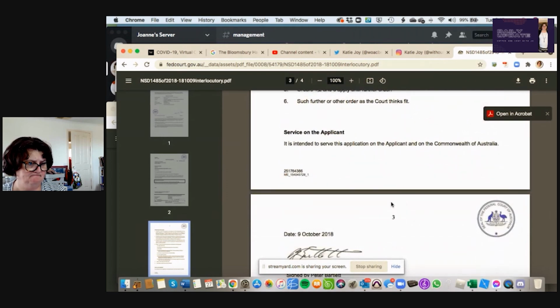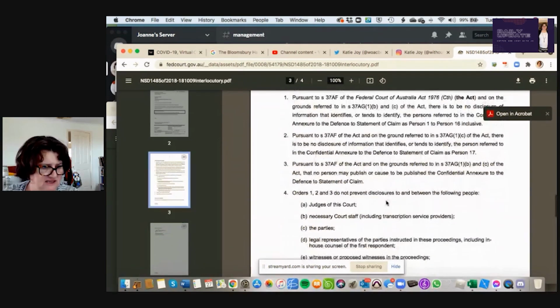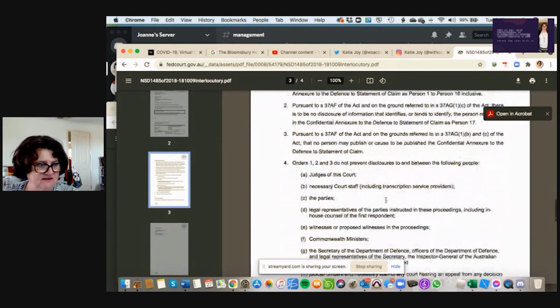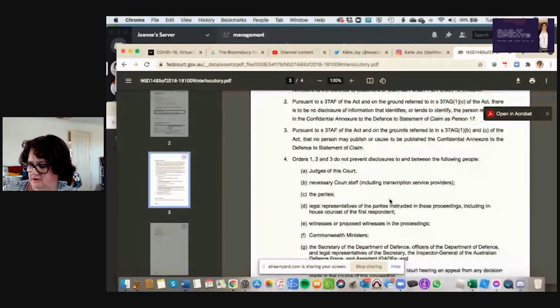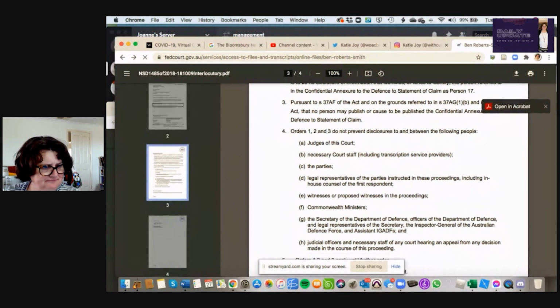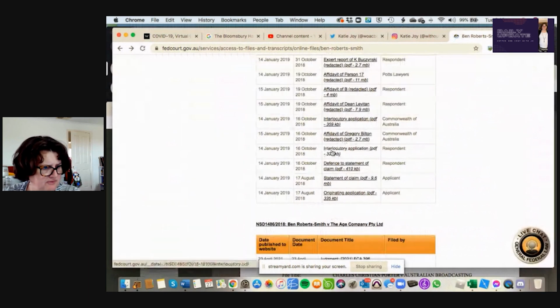Now, what they're saying is that they don't want anything that identifies these people. However, the judge may know and the parties may know, but they don't want anyone else to know. So it's really just protecting it. This ensures that there is that protection there, which I think is fair. I can't see there being a problem with that. So that's that one.